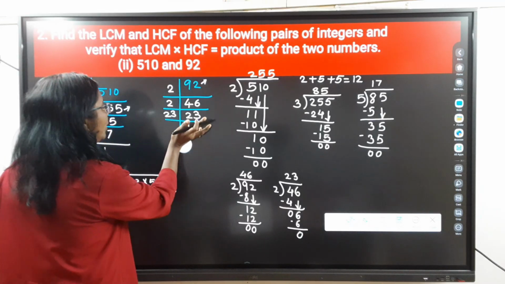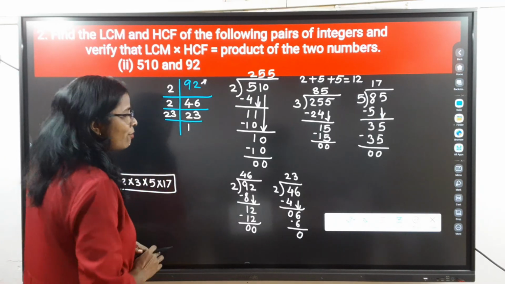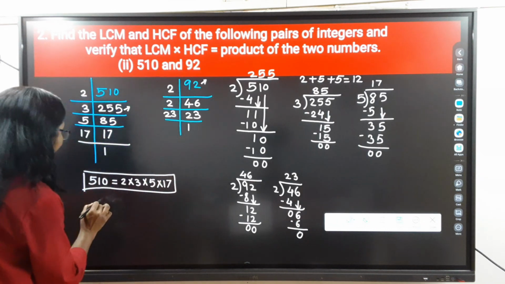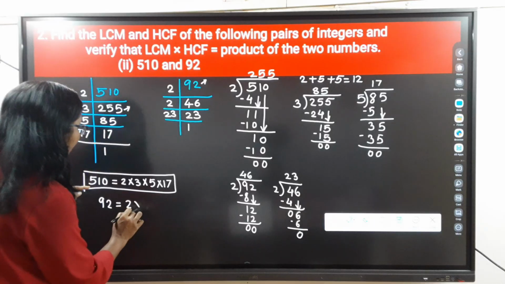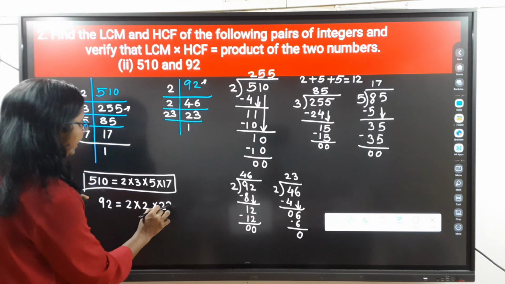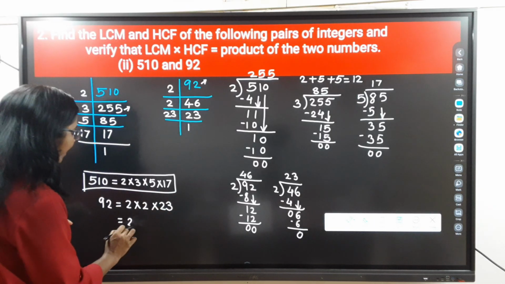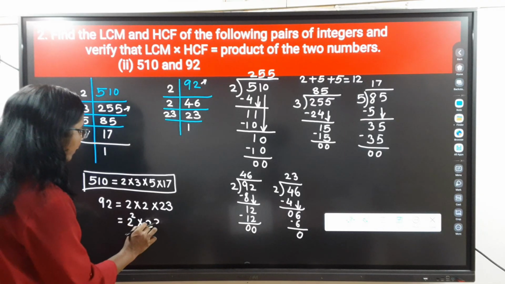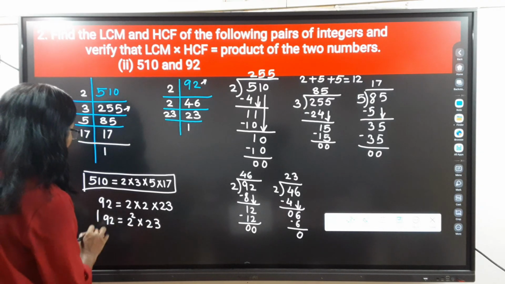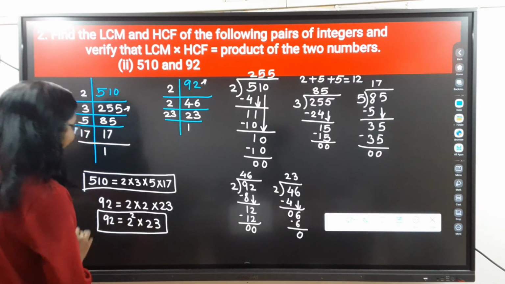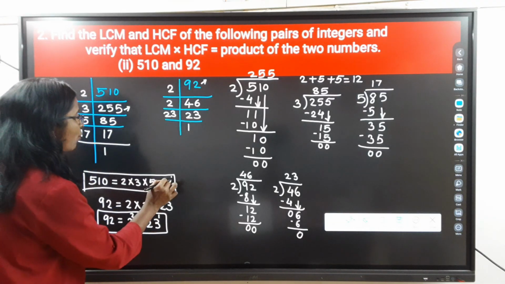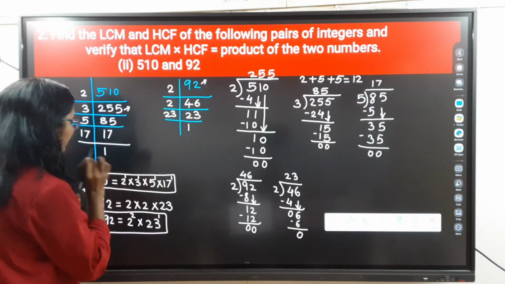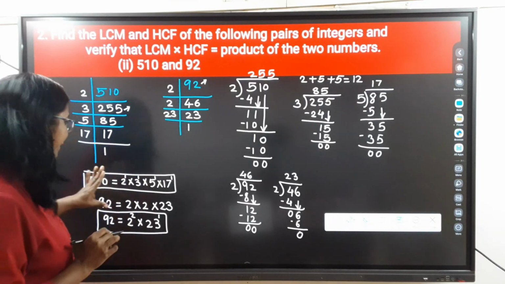Okay students, so the factors of 92. Now here students, I write the factors of 92, which is equal to 2 multiply 2 multiply 23. That means I write here square of 2 multiply 23. And as well, students, we can write the powers of these numbers. Here the power of these numbers is 1. In such a way we write the factors.